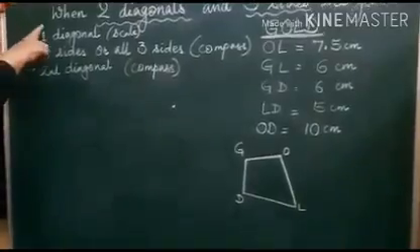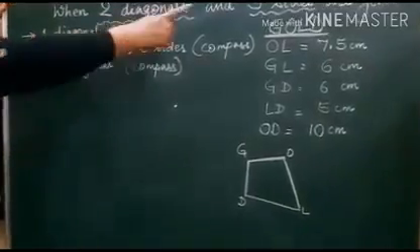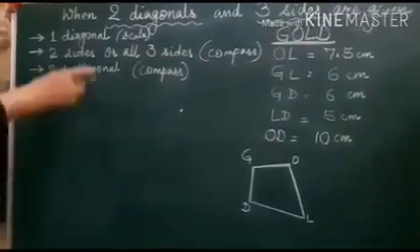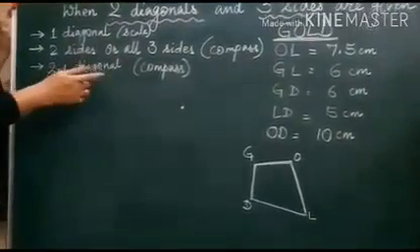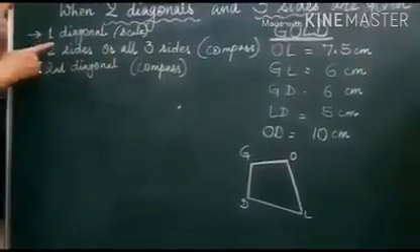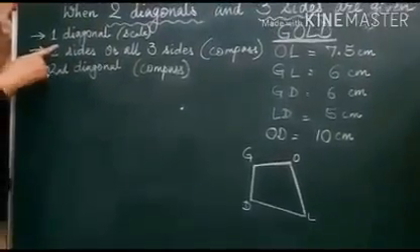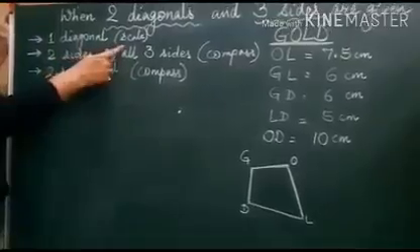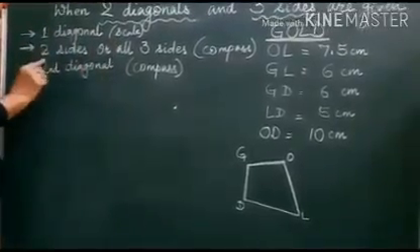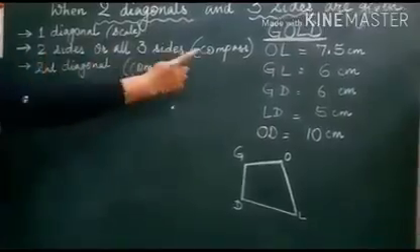Now the next condition is when two diagonals and three sides are given to us. In such a condition, when these five measurements are given, how do we draw a quadrilateral? First of all, we will draw one diagonal with the help of a scale. Then we will draw the three sides, or at least two sides, with the help of a compass.